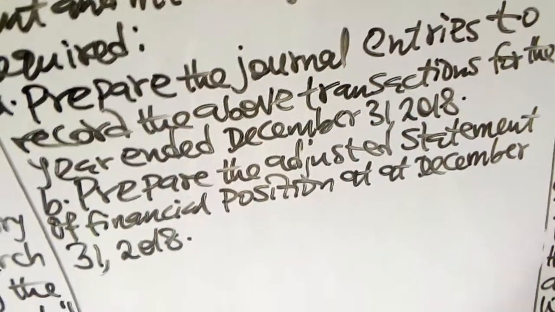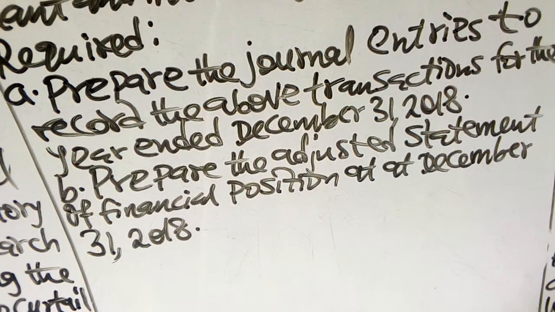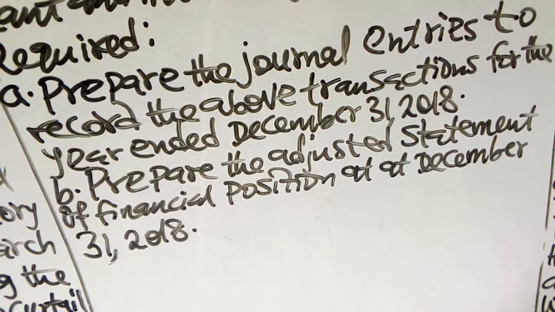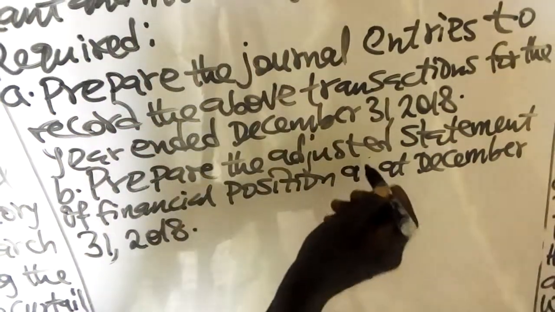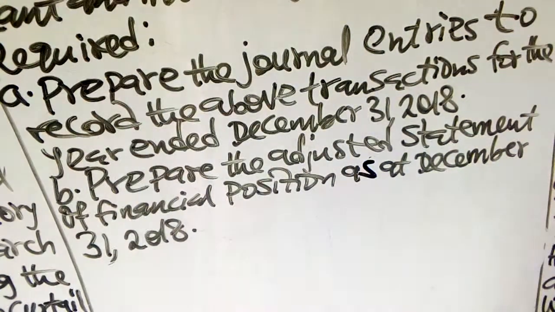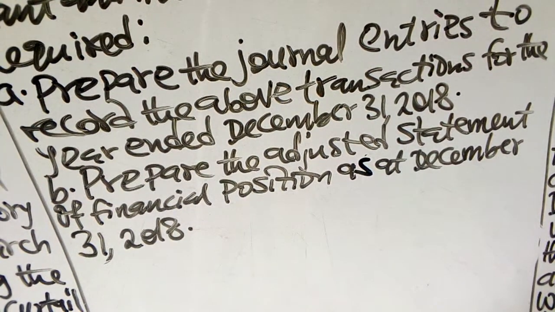Required: A. Prepare the journal entries to record the above transactions for the year ended December 31st, 2018. B. Prepare the adjusted statement of financial position as at December 31st, 2018. That is the question. Now, we want to solve the question.